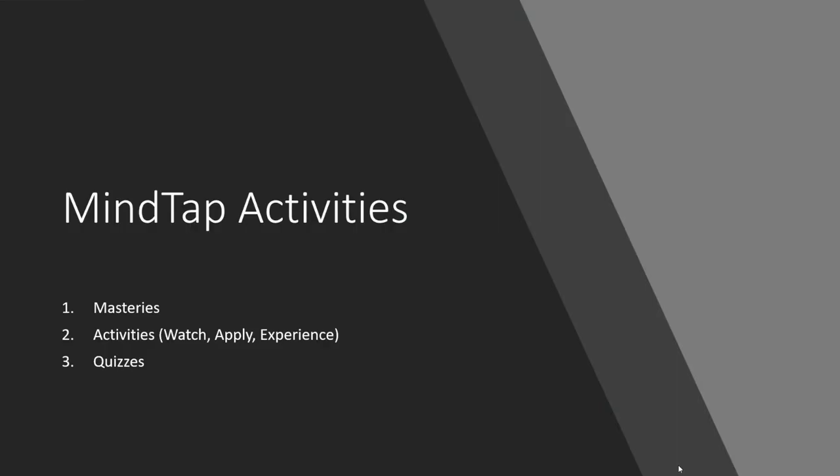Right. The next thing I want to talk about is some of the activities, and you'll notice that there are different types of activities. There are the things that we call masteries. Masteries by themselves are their own kind of assignment, and you're going to get 100 points for that. Activities, which include the watch, the apply, and the experiences. Some chapters have activities and some chapters don't, but all of the activities together equal 100 points.